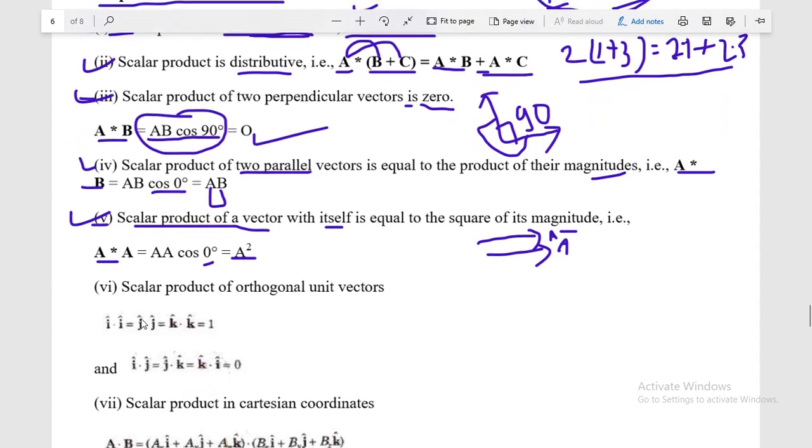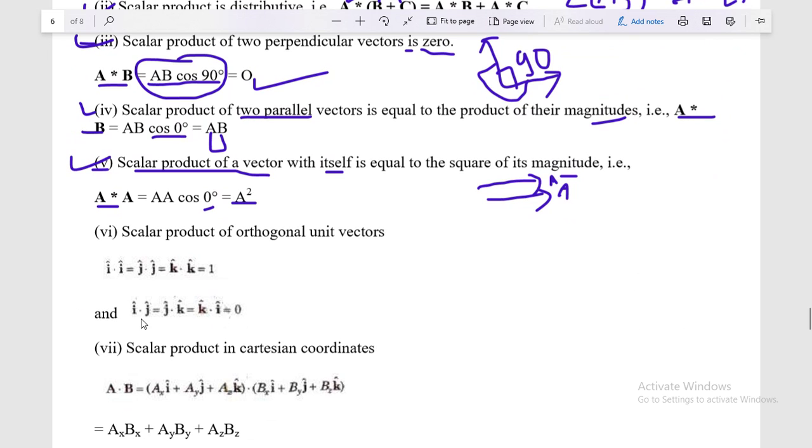Then the next one is the 6th property. You can see here the scalar product of orthogonal unit vectors. First let me tell you the meaning of orthogonal unit vectors.